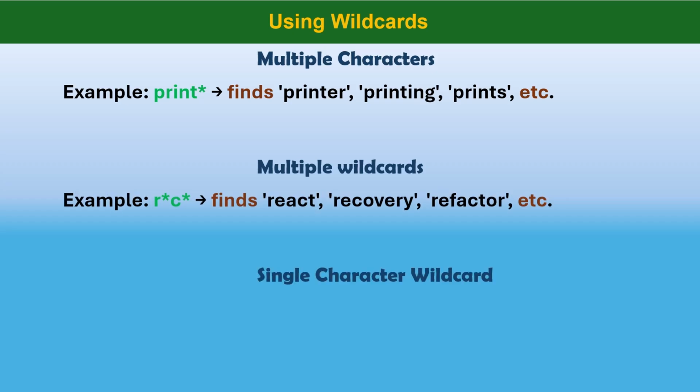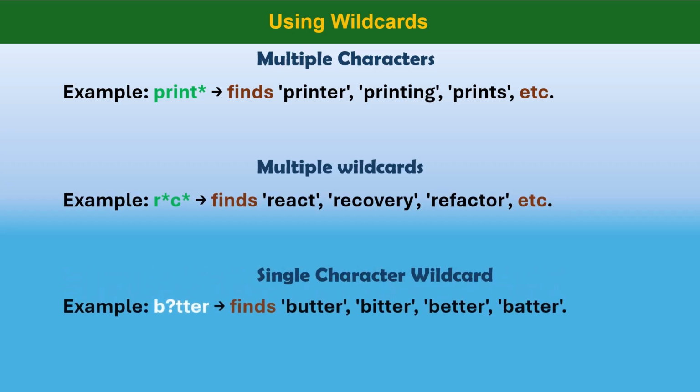To replace a single character, you can use a question mark. So this word with a question mark finds strings like butter, bitter, better. The second letter of your word is replaced by a single character.